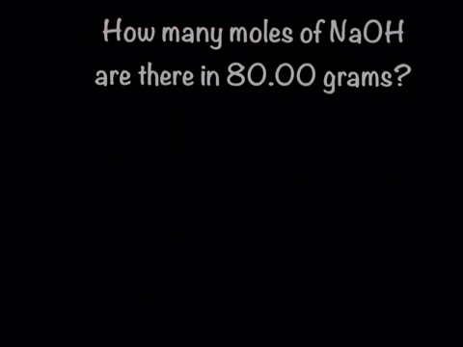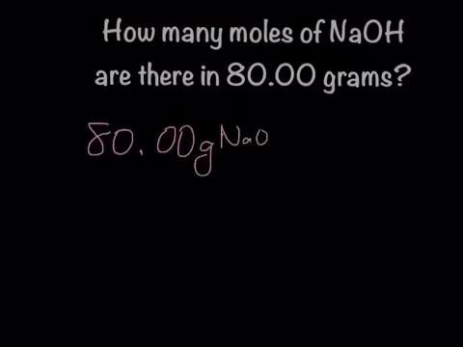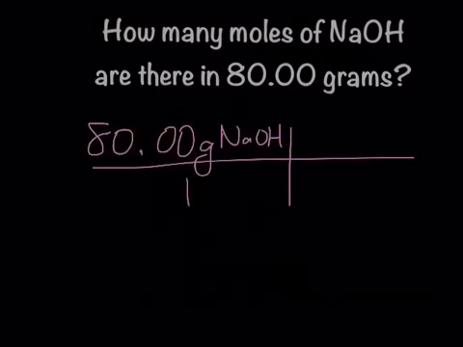Alright, so let's do a sample problem now, where we're actually going to figure out exactly how many moles of a substance we have based on the mass of the substance that we have. So in this problem we have 80 grams of NaOH, sodium hydroxide. So we're going to write that on top. That's what we're given. We're going to set up our tree. We can put it over 1 because 80 over 1 is 80.